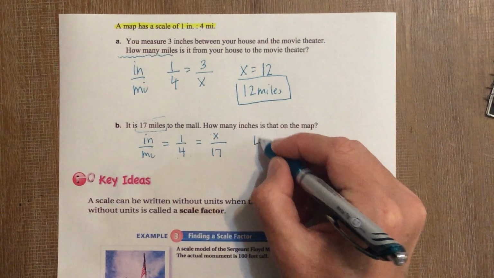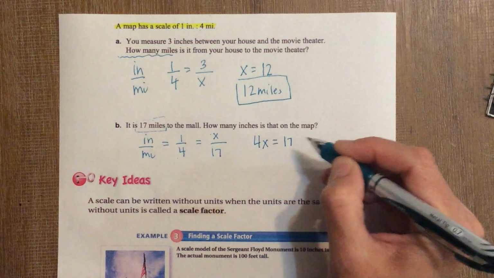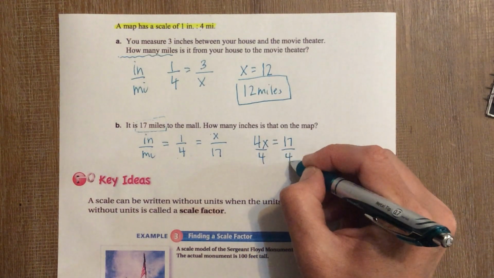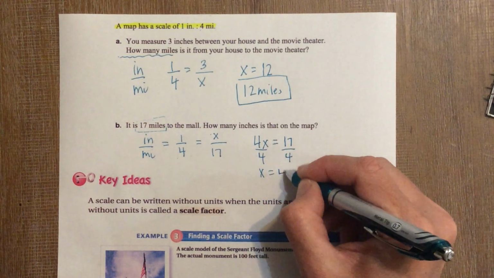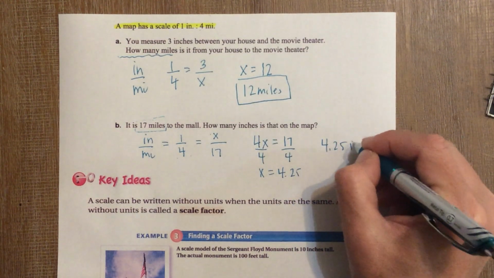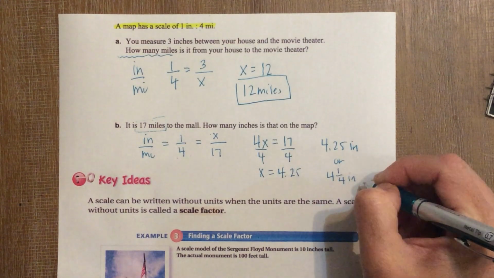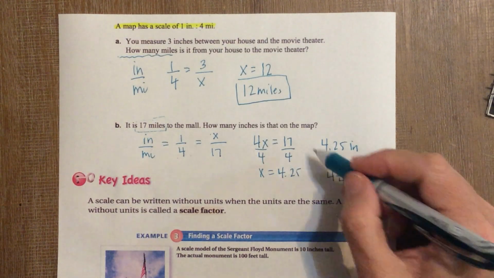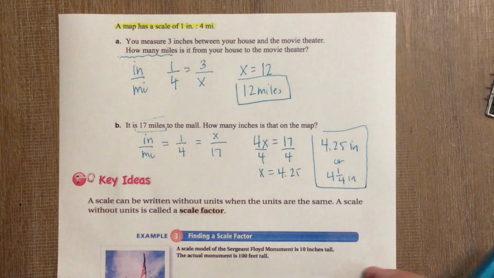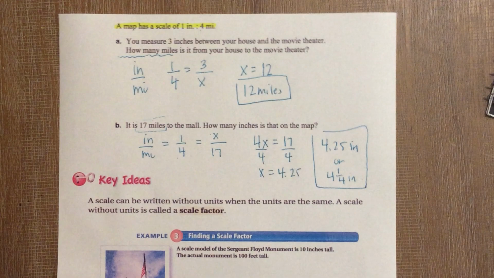Cross multiply, 4 times x is 4x. 1 times 17 is 17. Divide both sides by 4. X is equal to 4.25. So it's 4.25 inches or 4 1/4 inches on the map, however you want to write it. So hopefully you did okay with that one. And that's using a scale when you have 2 different units of measurement.